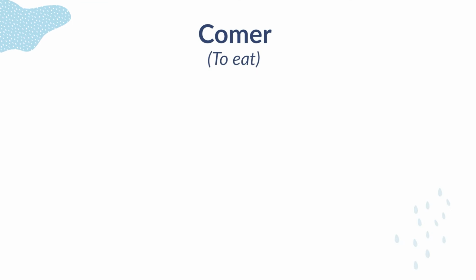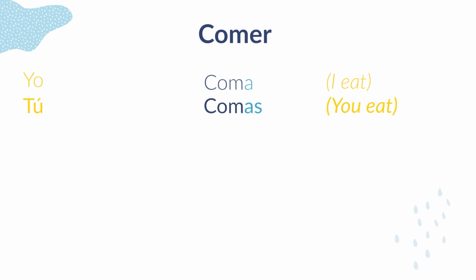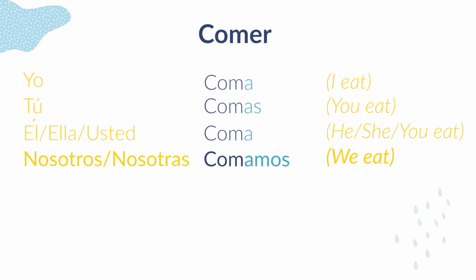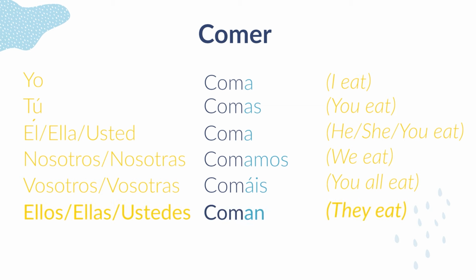All right, here are the present subjunctive endings. For example, in the word comer, to eat, the conjugation is based on the yo form como. Then remove O from como to get com. Then add the appropriate ending. Yo coma, I eat. Tú comas, you eat. Él, ella, usted coma. He, she, you eat. Nosotros, nosotras comamos. We eat. Vosotros, vosotras comáis. You all eat. Ellos, ellas, ustedes coman. They eat.